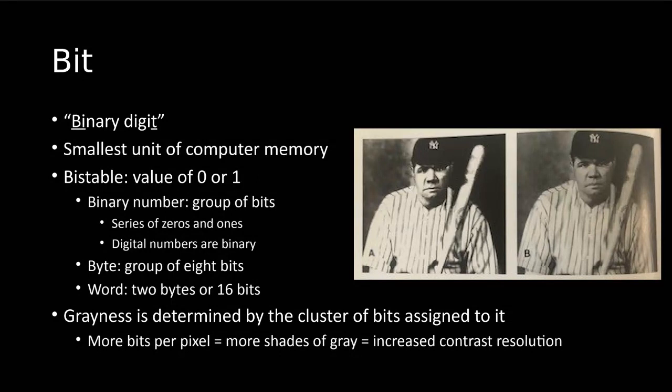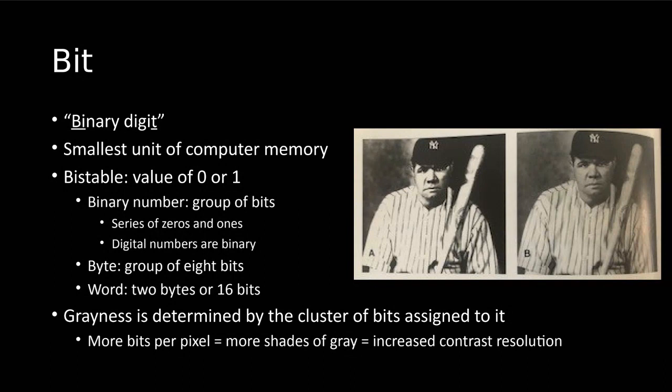Anytime we are saying bistable or binary number, this is giving a value of 0 or 1. There's only 2 options that you can have. A binary number is going to be composed of a group of bits. So this is going to be that series of ones and zeros. Those digital numbers, those are binary numbers. A byte is when we have a group of 8 bits. Remember, that's going to be a 0 or a 1. When we have a word, in terms of computer memory, that is when we have 2 bytes or 16 bits, and so on and so forth.